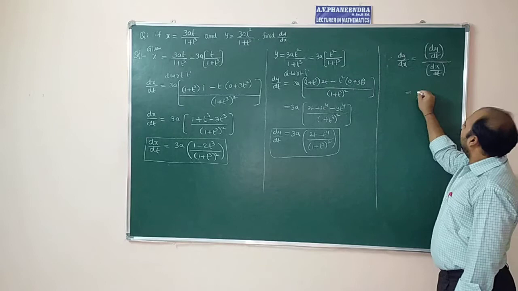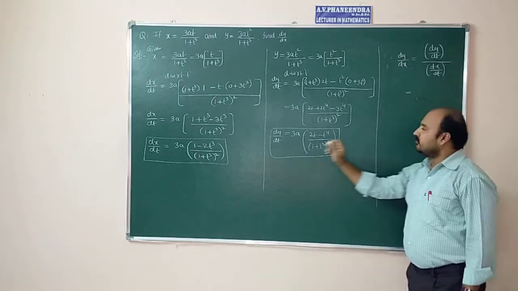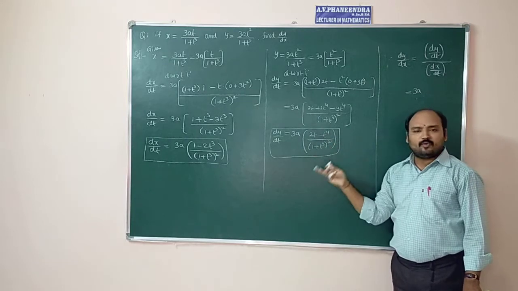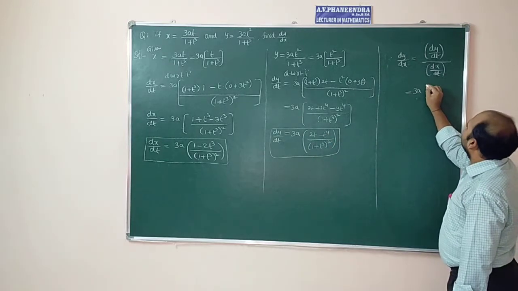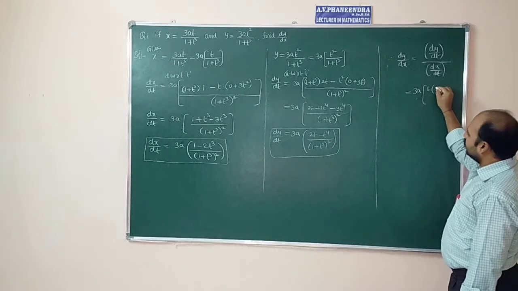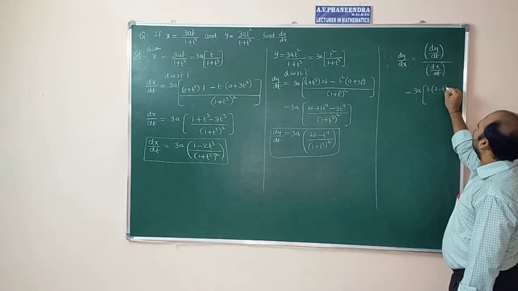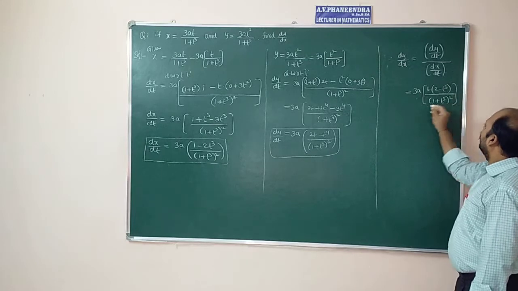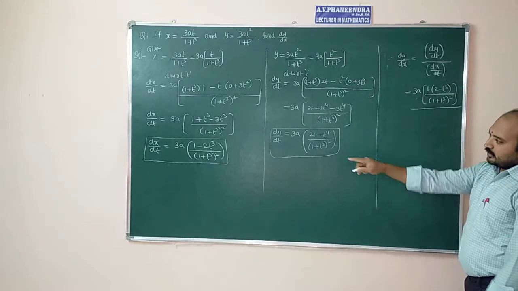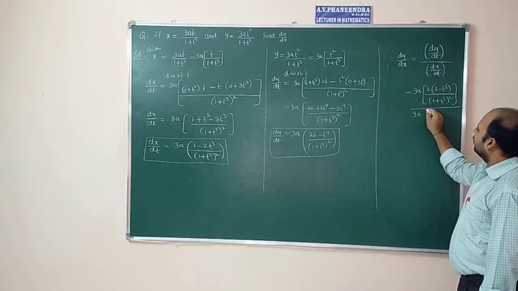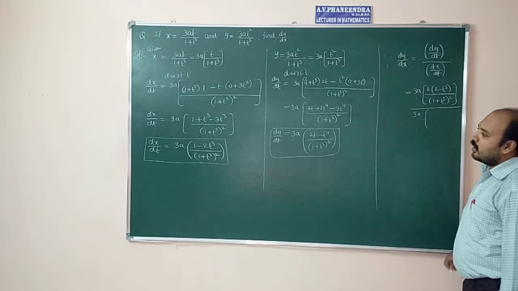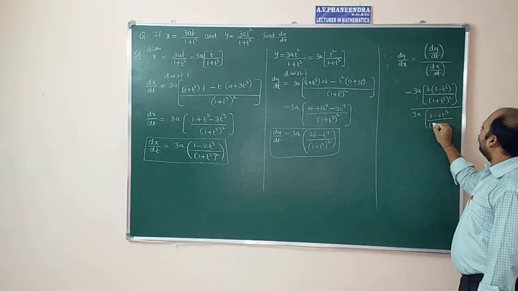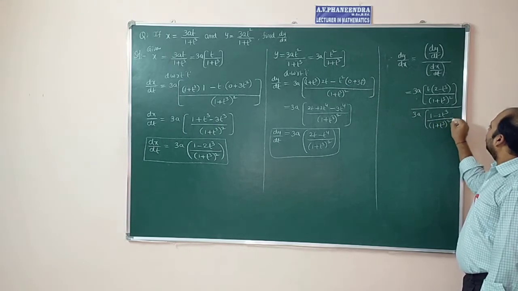which is equal to dy by dt, this value 3a into, if you take t common from these two, t into (2 minus t cube) whole divided by (1 plus t cube) whole square, whole divided by dx by dt, 3a. There is no chance to take common in the denominator. 1 minus 2t cube whole divided by (1 plus t cube) whole square.